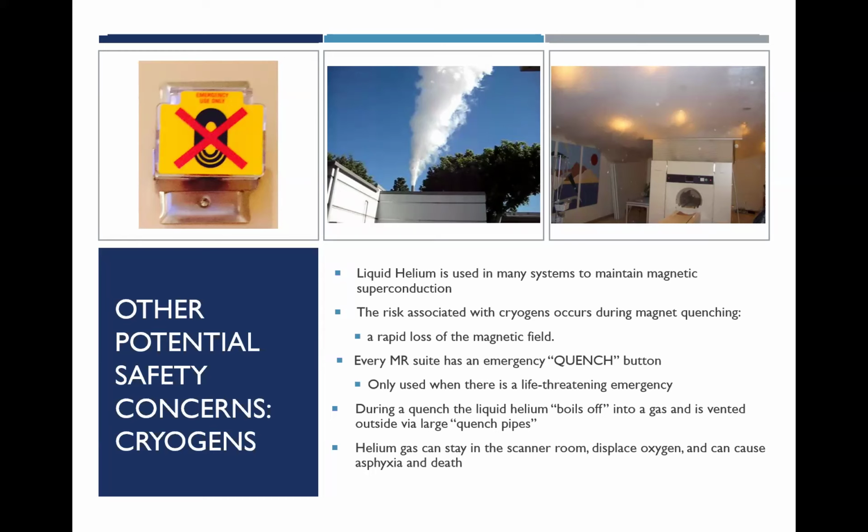Now, every MR suite has an emergency quench button that looks like this. And this is only used when there's a life-threatening emergency, for example, when a patient is trapped within the bore of the magnet. During a quench, the liquid helium boils off into a gas and is vented outside via large quench pipes. Now, helium gas can stay within the scan room, displacing oxygen, and can cause asphyxia and death.